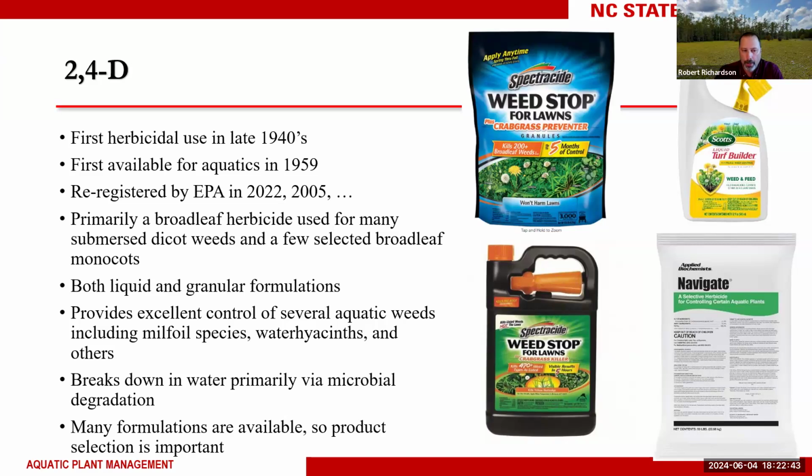So 2,4-D is primarily a broadleaf or a dicot herbicide. It usually doesn't impact too many monocots just because they are tolerant based on their vascular structure. It protects them from the auxin, synthetic auxin hormone effect that 2,4-D has on sensitive plants. 2,4-D is available in both granular and liquid formulations for aquatic use. It provides excellent control of some aquatic weeds, such as milfoils, water hyacinths. There's a few others.